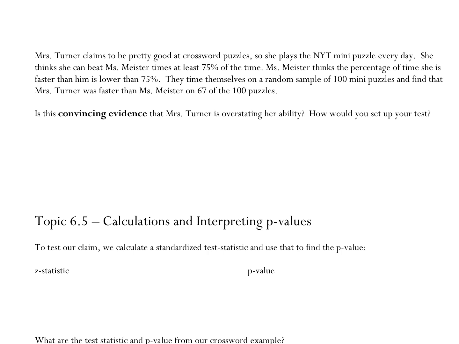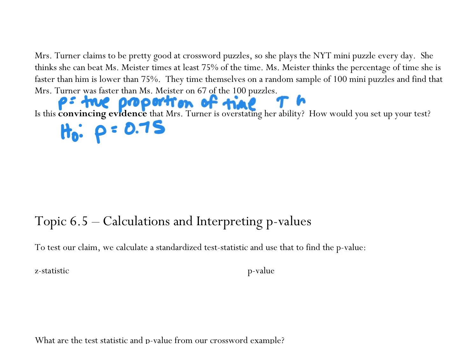So setting up the test is basically we're going to state our hypotheses and check our conditions. My null hypothesis is the claim, which is P equals 75% of the time. Like I said, P should always be between 0 and 1. It is the proportion of the time, so we take percentages and turn them into decimals. Where P is equal to the true proportion of times Turner beats Meister.